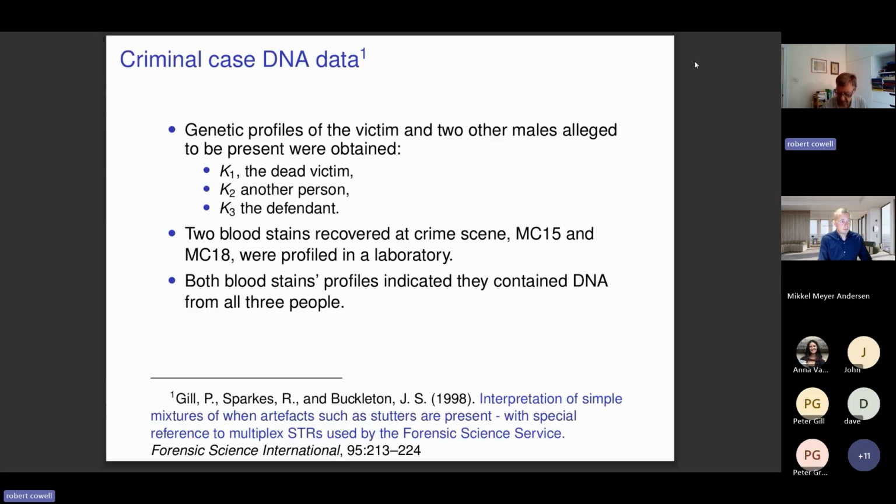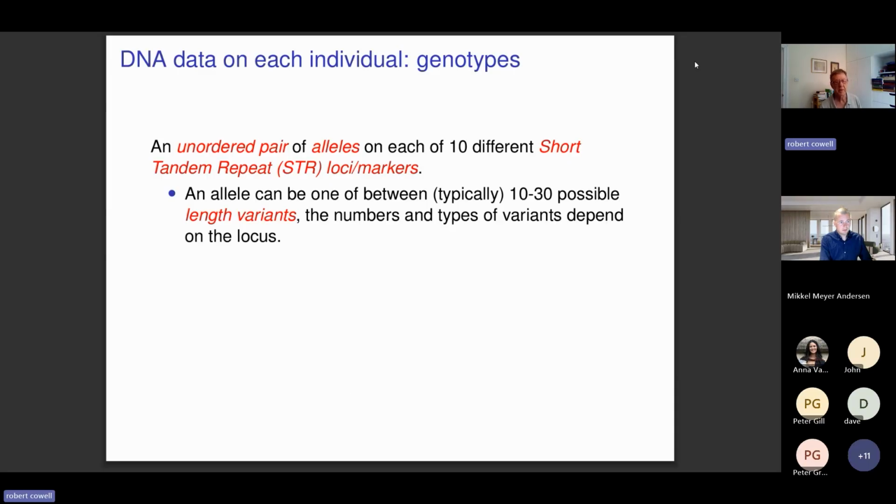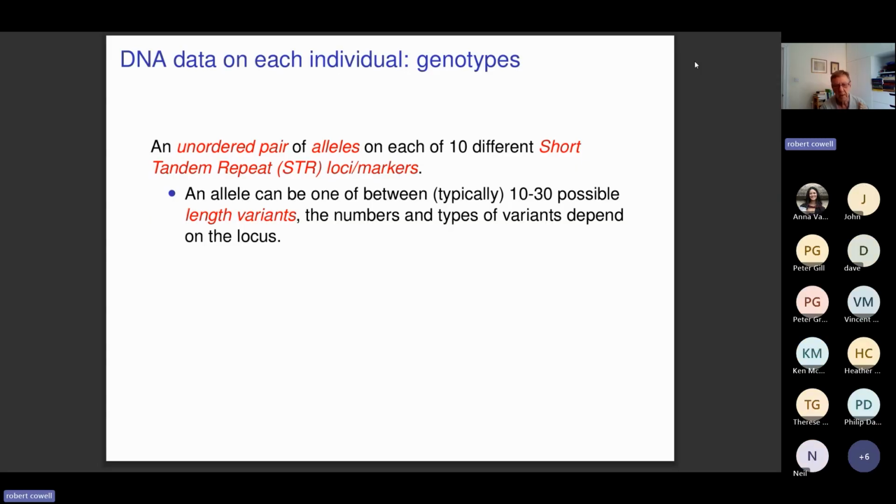You'll find references at the bottom of the slides as I go along. So we have 2 types of data. We've got qualitative data on the profiles of the people, and quantitative data, peak heights from the DNA stains. The data on individuals are genotypes. These are unordered pairs of alleles on each of 10 different loci or markers. A locus is a position on a chromosome where an allele can be found and measured. Measured is a length, and an allele can have between 10 to 30 length variants depending on the locus in question.